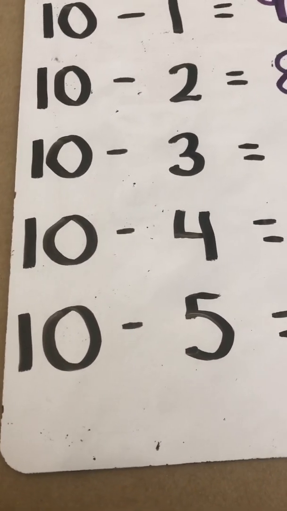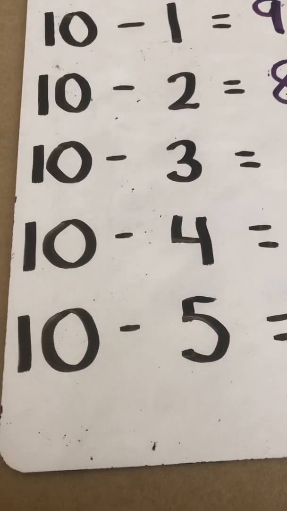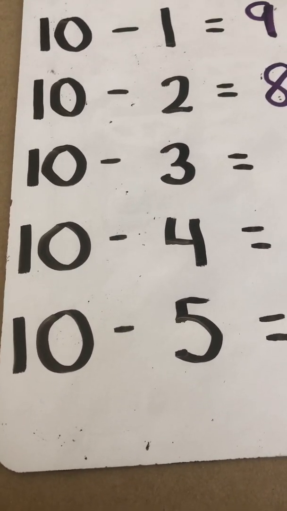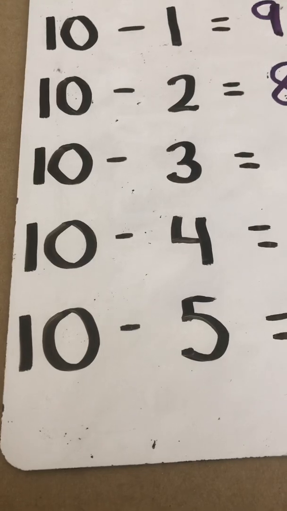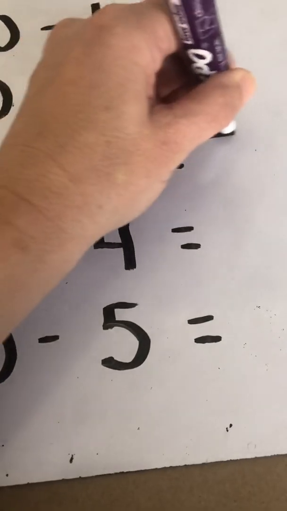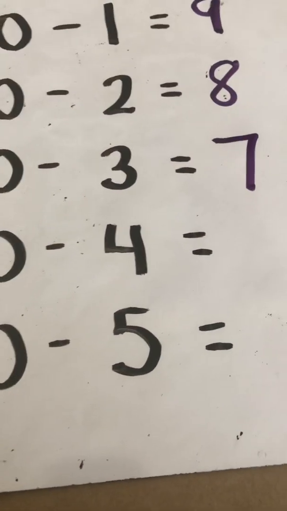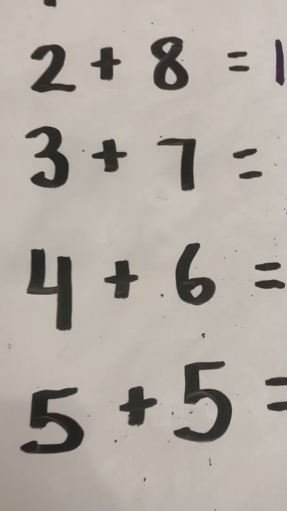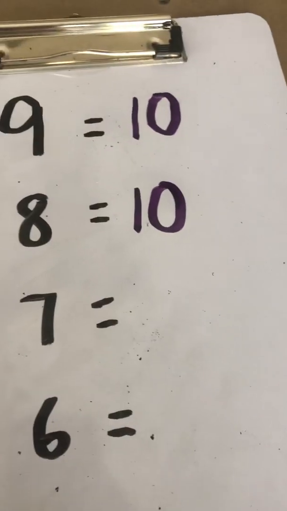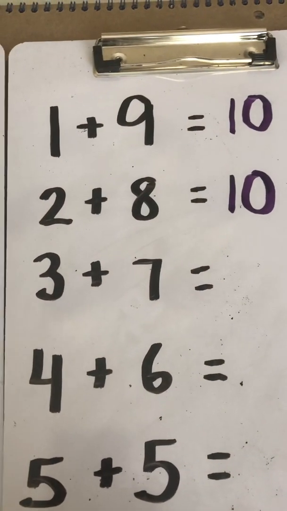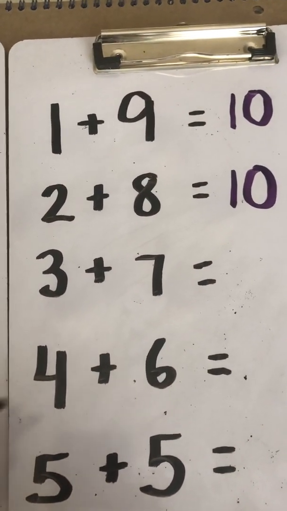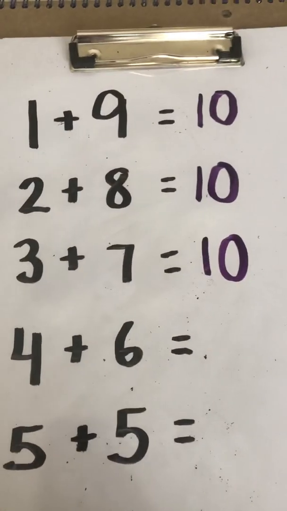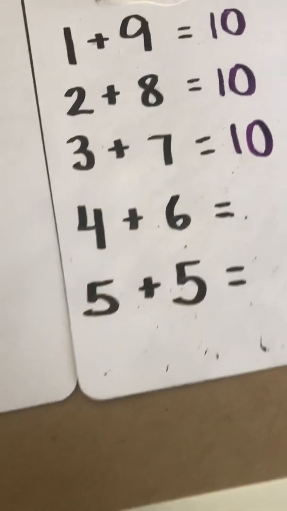10, take away 3. If you have 10 cookies and you eat 3 of them, put up 10 fingers, take 3 and put them down. That's going to be 7. Now let's look at the one that goes with it. 3 plus 7 equals, are you starting to get the hang of this? 3 plus 7 is 10. All right, back to the subtraction.